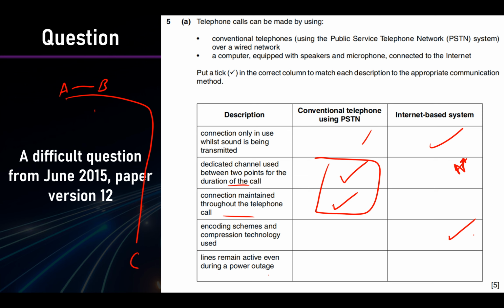However, the advantage of the PSTN is going to be this one. Lines remain active even during a power outage, and that's because of the backup generators. I suppose the PSTN is more of a national security requirement. If there's a flood or a wildfire, people need to be able to contact the emergency services, the police, the hospital, the fire engine. So that's why it has all of these backup generators.